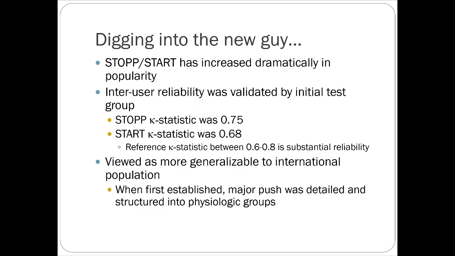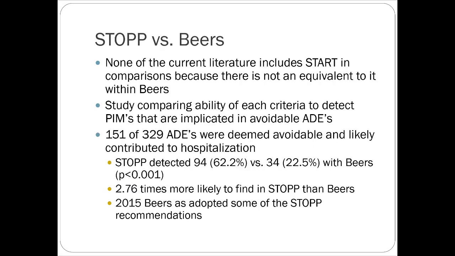But it was a fairly well-validated study that I think changed the way people were thinking about how we should stratify medication recommendations in the elderly. So versus the Beers criteria, none of the current literature really has a direct comparison study of the ability of each criteria to detect PIMs that are implicated in avoidable adverse drug events.